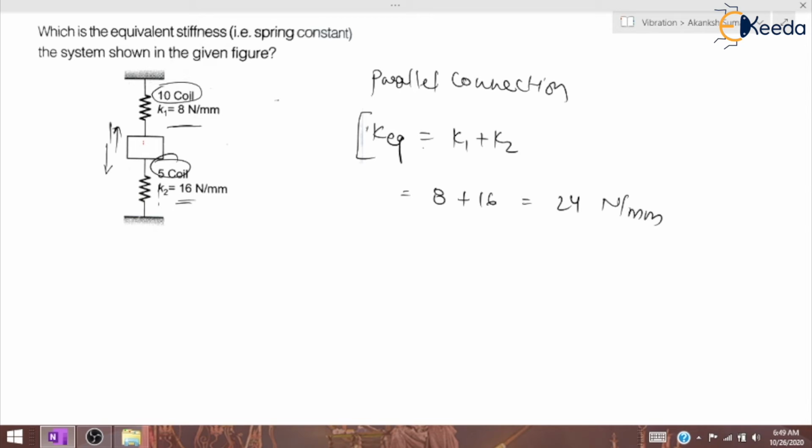That means when you add springs in parallel, the equivalent stiffness will increase. But as you add springs in series, the equivalent stiffness will be reduced. Okay, so that is the basic difference between the parallel and the series connection. In series connections, equivalent stiffness decreases, whereas in parallel connections, equivalent stiffness increases. Okay, so for this question, the answer was 24 Newton per meter. I hope you understand the solution of that question.